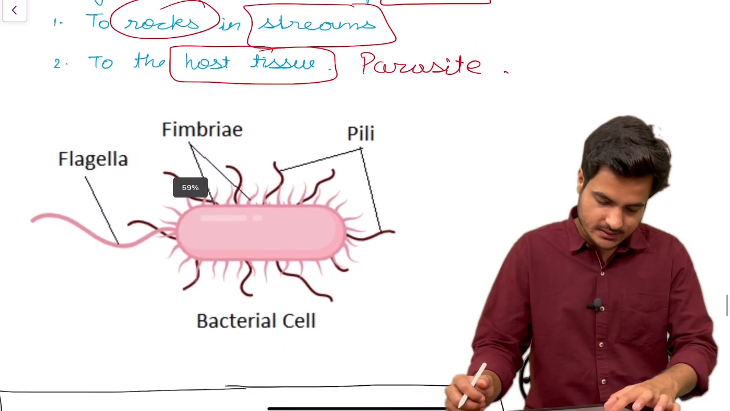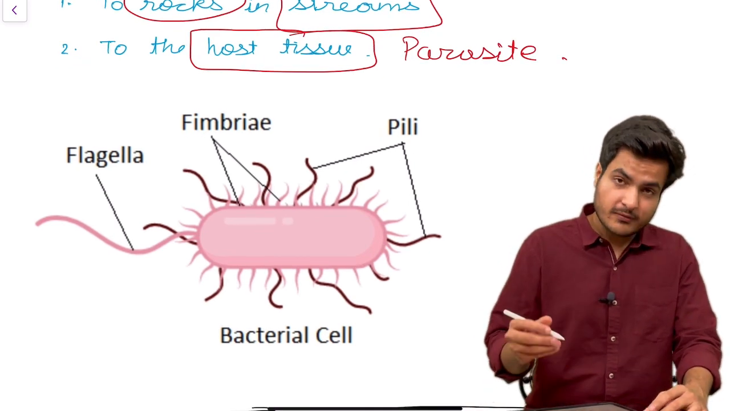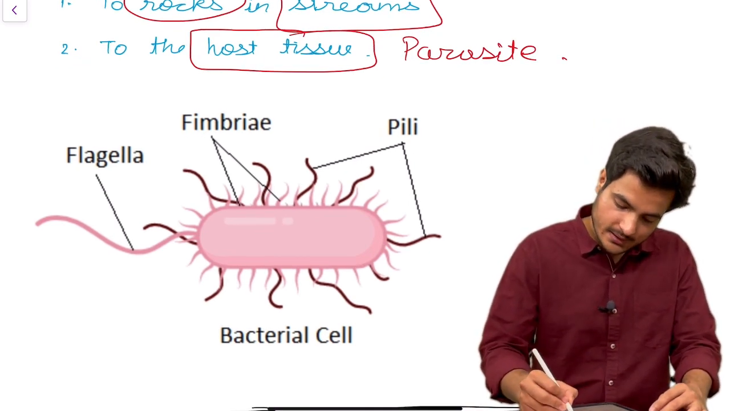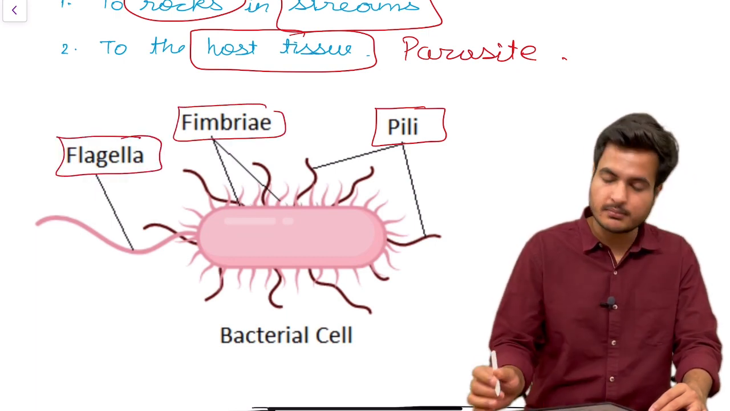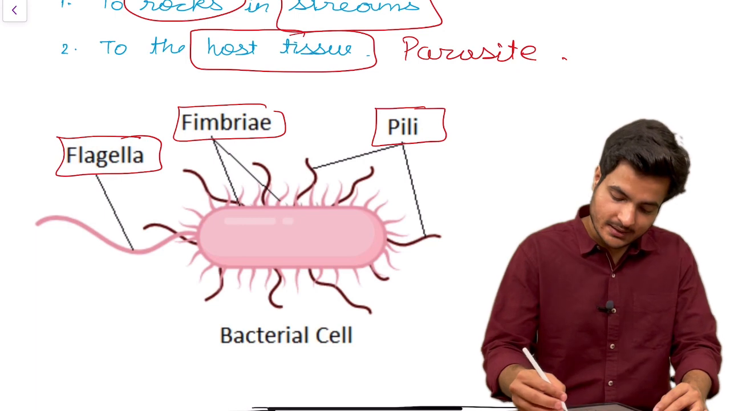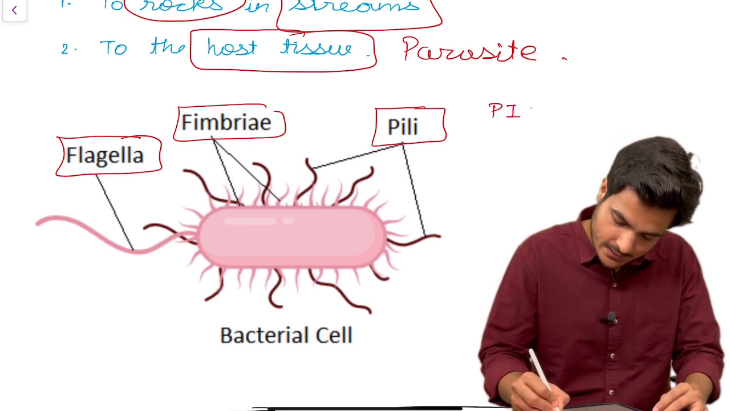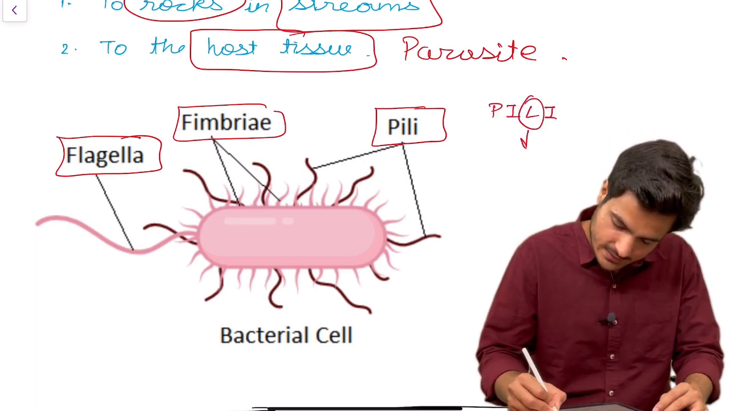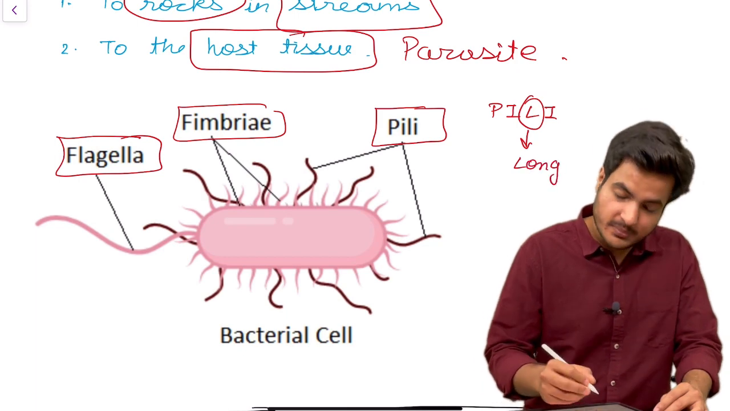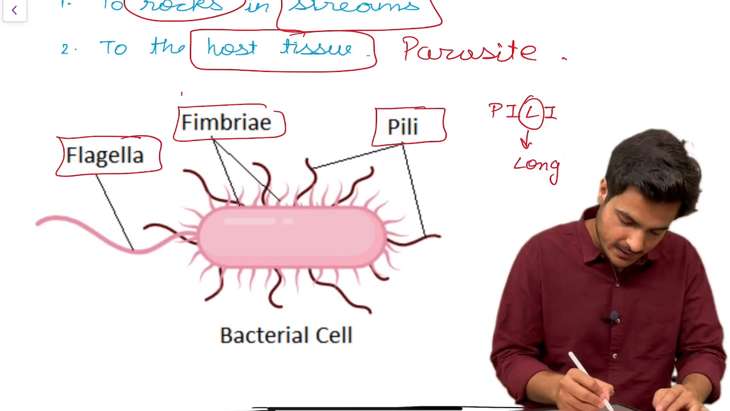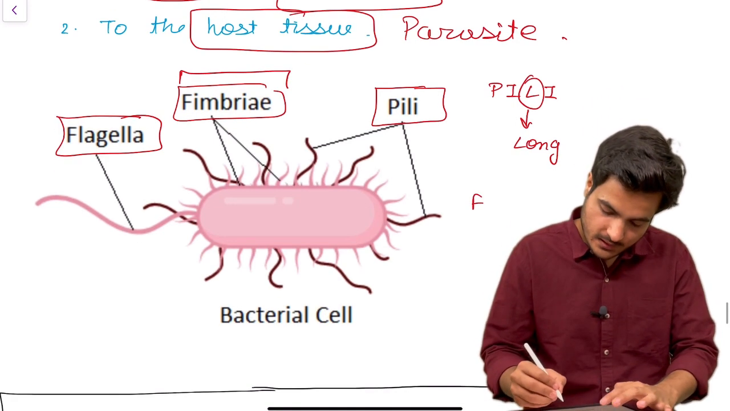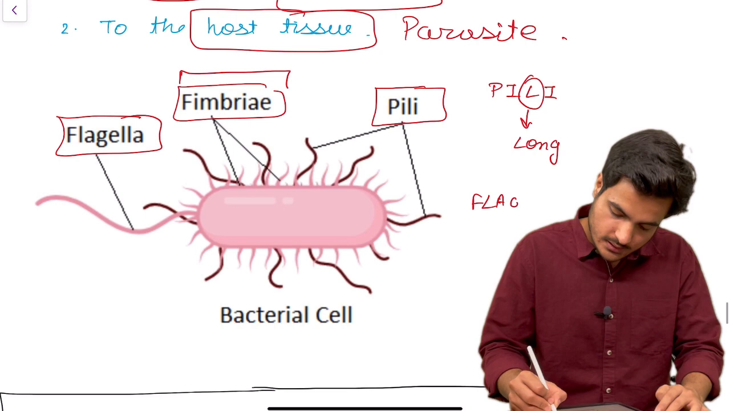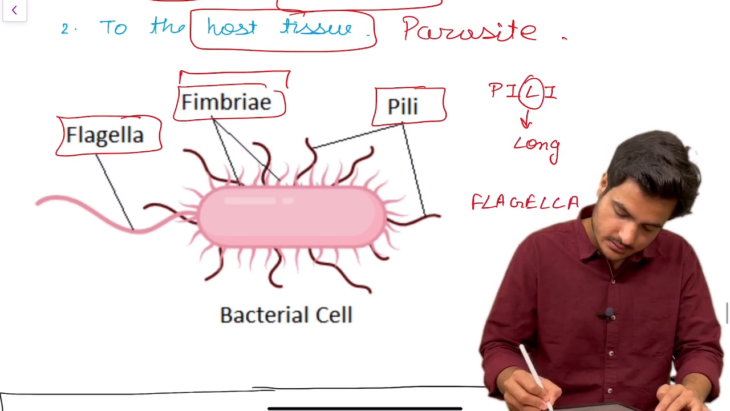So let's see the three structures. We need to remember that pili is longer than fimbriae and flagella is the longest one among them. So how to remember that? You can see that pili has one L, that means it is long. Fimbriae does not have any L in its spelling, so this is the smallest one, whereas flagella has double L in its spelling, that means it is the longest one.